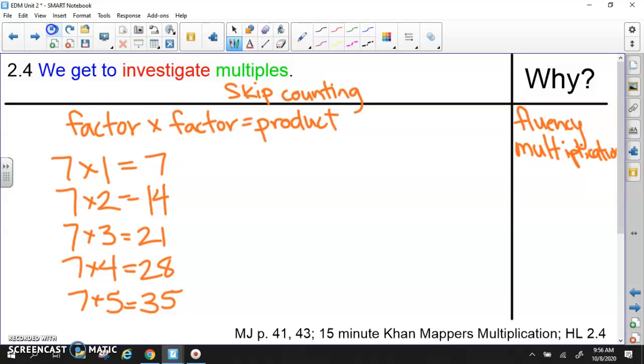And the way that you would skip count is by multiplying by the successive whole numbers. 1, 2, 3, 4, 5. If I was looking for the 10th multiple of 7, what would I multiply 7 by? No, 10. 7 times 10 would be the 10th multiple of 7.